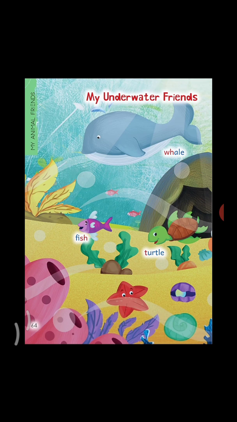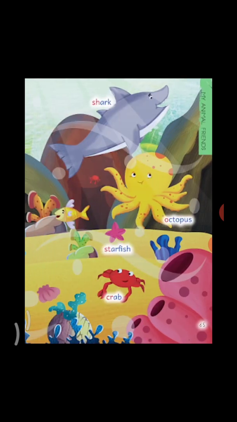Students, the first picture is the picture of a whale. Second picture is a picture of a fish. Third picture is a picture of a turtle. Fourth picture is a picture of a starfish. Fifth picture is a picture of a shark. Sixth picture is the picture of a crab.